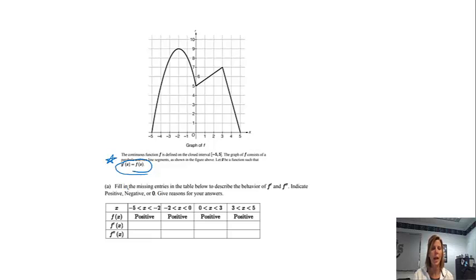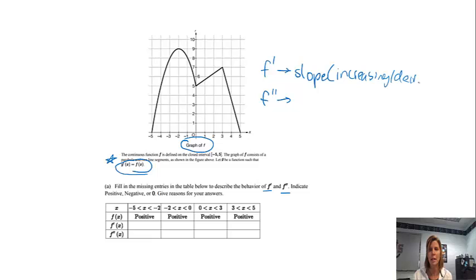So, for part A, it says to fill in the missing entries in the table below to describe the behavior of f prime and f double prime. Indicate positive, negative, or 0, and give reasons for your answers. Okay, so this is a graph of f. If I want to know what's happening with f prime, it's the slope, because it's the derivative of f. F prime also tells us whether our function is increasing or decreasing, so we really could look at either one of those. And f double prime tells me about the concavity, so we'll be checking out the concavity of that.